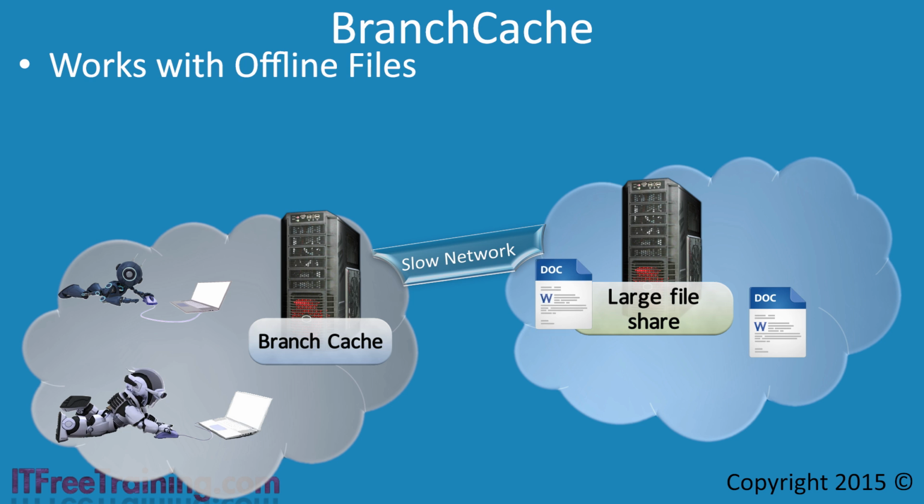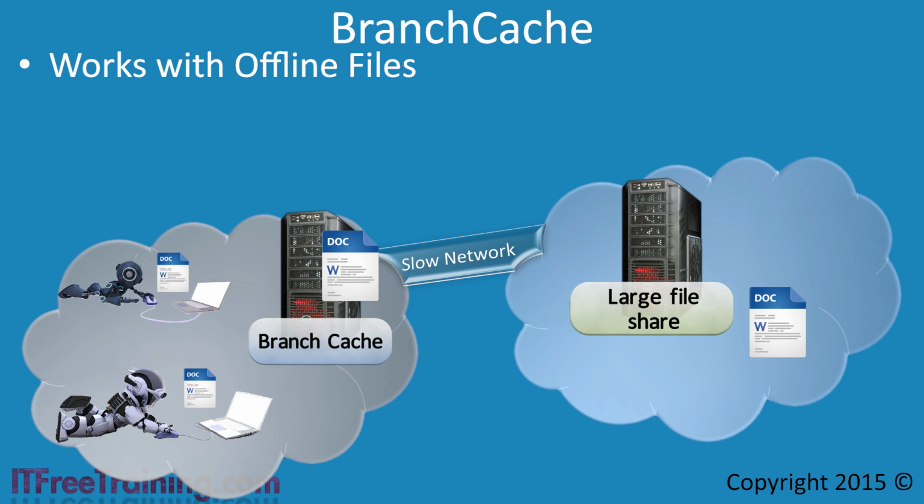Now consider that a different user on the network opens a file on the remote file share. The file would be transferred to the user using branch cache. However, a copy would also be kept on the branch cache server. Now when the user opens the same file, the file is transferred from the branch cache server rather than across the slow network connection a second time.